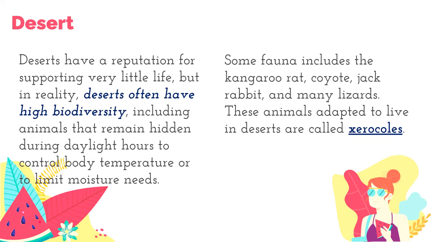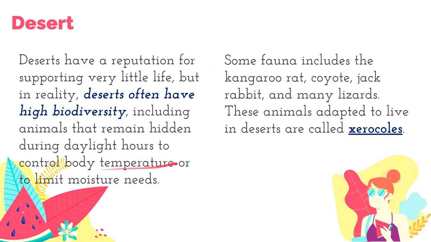Deserts have a reputation for having very little life, but in reality, they actually have very high biodiversity, and the animals that survive there, as I've mentioned, tend to hide during daylight hours. So they burrow themselves under the sand or hide during the day, okay, when it is hot. And they become more active at night. So they do their hunting of prey at night.